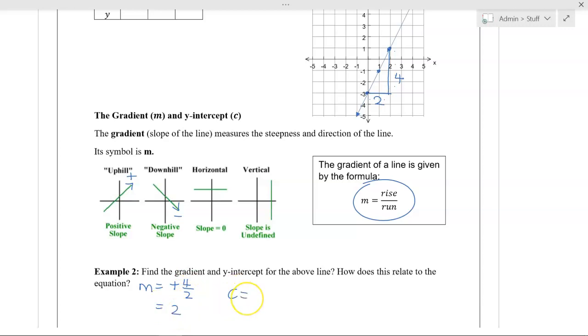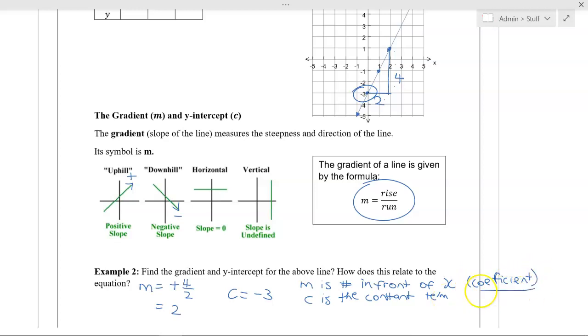My y-intercept, well, that's easy. That's negative 3. It's where it hits the y-axis. And so now I could work out my equation if I need to. y equals mx plus c. If we look back, we notice m is 2, which was the number in front of x in the formula for that line. And c was the constant term, the number on the end in this case, of the equation. The number in front of x we call the coefficient of x. So know that terminology.